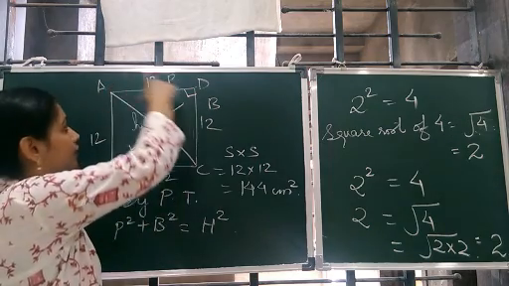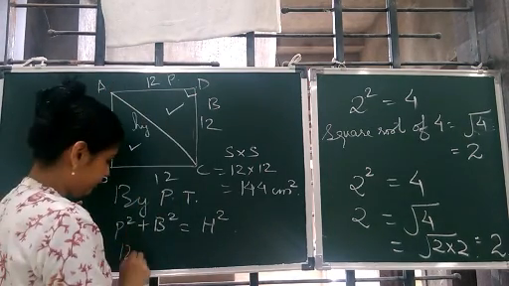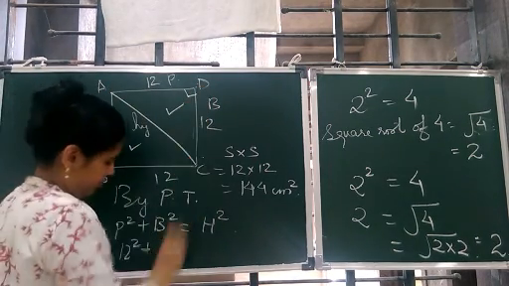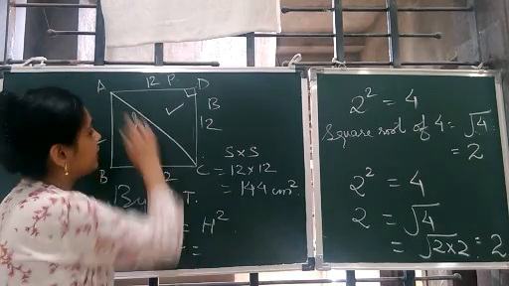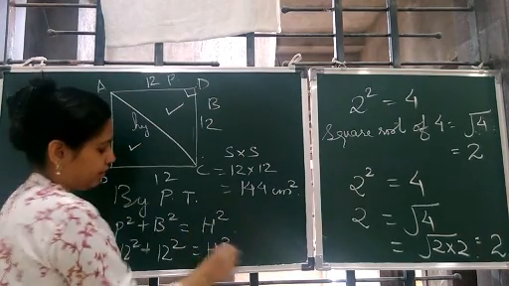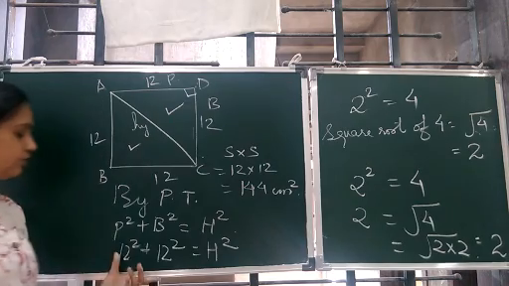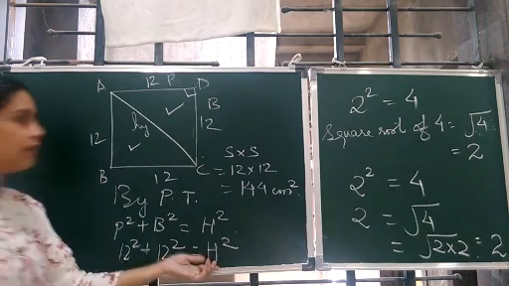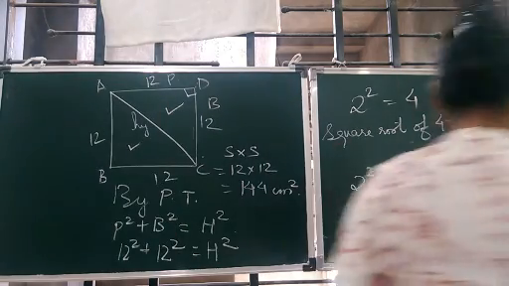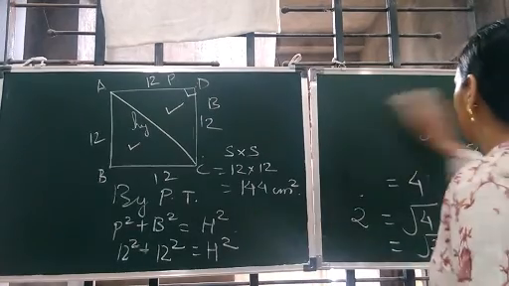Now what is p square? 12 square. What is b square? Again 12 square. What is x square? We don't know. But if we solve this, can we get the value of h, that is the hypotenuse, that is the diagonal? Yes, we can. So let's solve it.